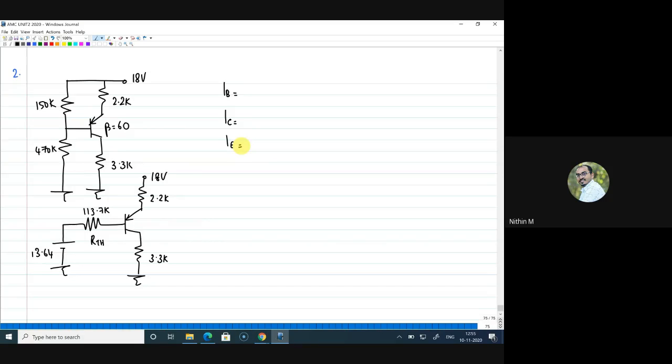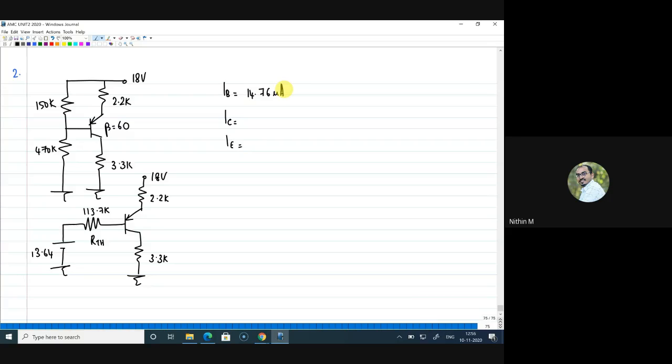Madhusudan? Did you get the IB value? Solving. Okay. Maheshwari? Did you get the value? 14.7 microamps. Okay, 14.76 microamps. With that, you can get the IC and IE values. So I'll check with Rakshit. Rakshit? Yes, sir. One second, I'm calculating.